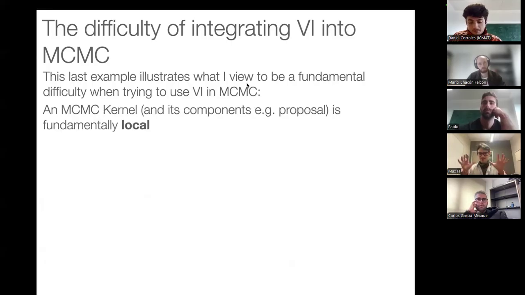And that's that an MCMC kernel and its components, like its proposal distribution, is fundamentally a local object. It says, given a state in the Markov chain, local to that state, how are you going to move? So the MCMC kernel is always stated with respect to an initial state, and therefore it's always locally informed and not globally informed.